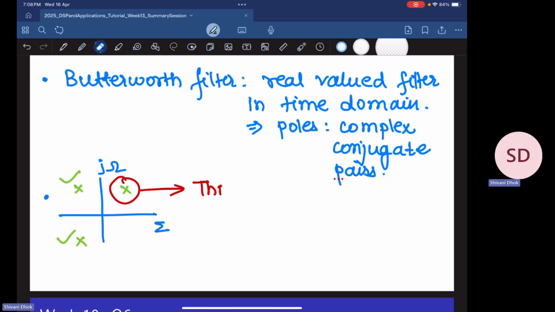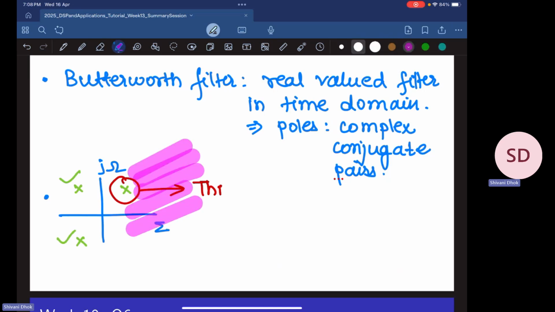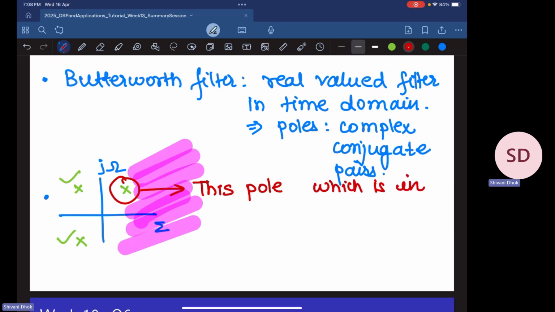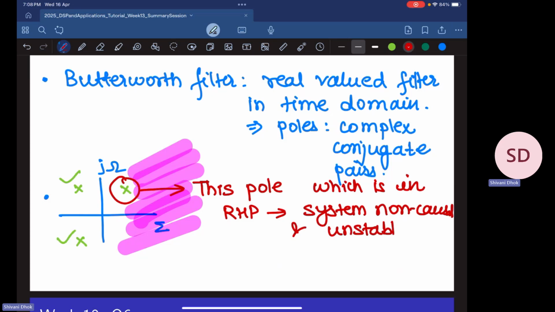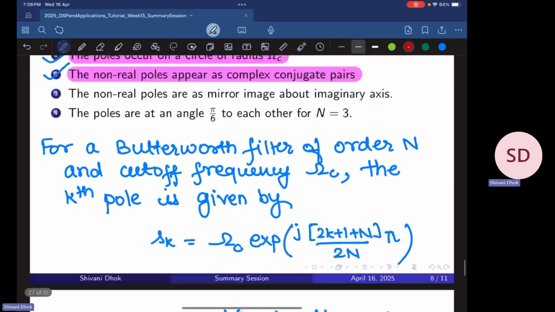Sorry, ROC won't be like this. ROC doesn't include poles, so my region of convergence will be something like this. Now here this pole, which is in the right half plane, will make the system non-causal and unstable. So therefore, this option is wrong.